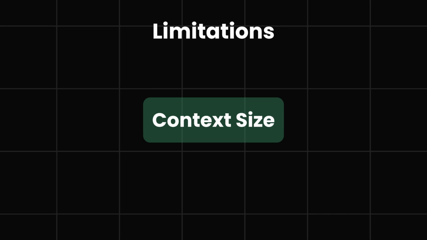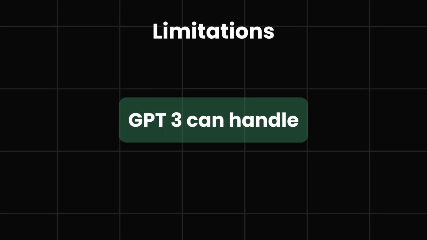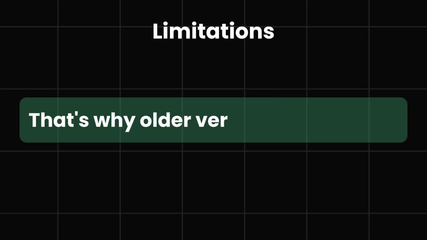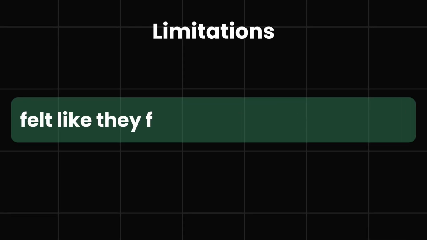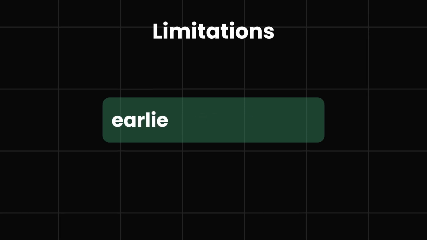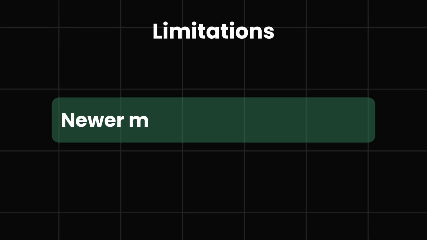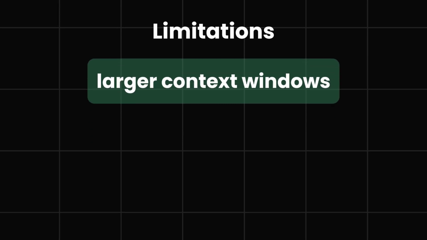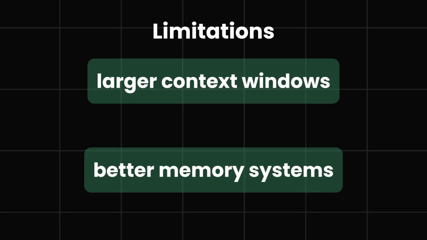For the limitations, one limit of the models is context size. They can only remember a certain number of tokens at once. GPT-3, for instance, can handle around 2048 tokens. That's why older versions of chatbots felt like they forgot things you had said early in a long chat. Newer models, GPT-4 and GPT-o1, have larger context windows and better memory systems.